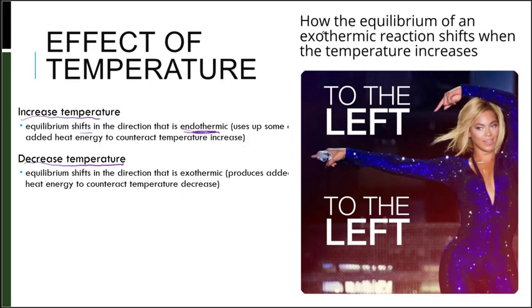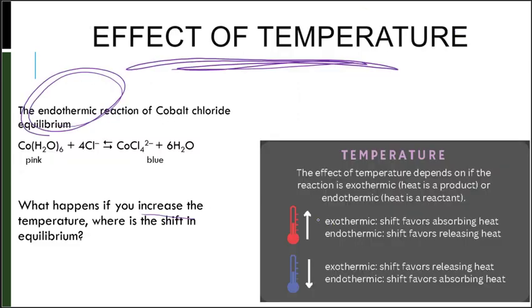So in this picture right here, how does the equilibrium of an exothermic reaction shift when the temperature increases? Let's go back to the slide before. If it's an exothermic reaction and temperature increases, we're looking right here. It's going to shift favoring absorbing heat. Remember, if we're absorbing heat, it's part of the reactants. If it's releasing heat, that's part of the products. So absorbing heat is going towards the reactants, which is left. If we favored releasing heat, that would be going to the right, to the products.